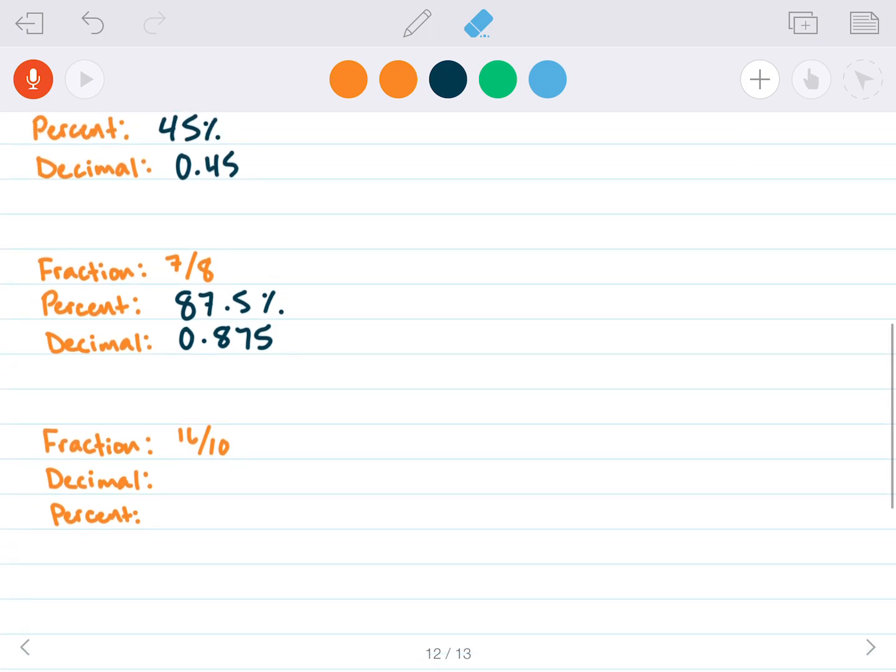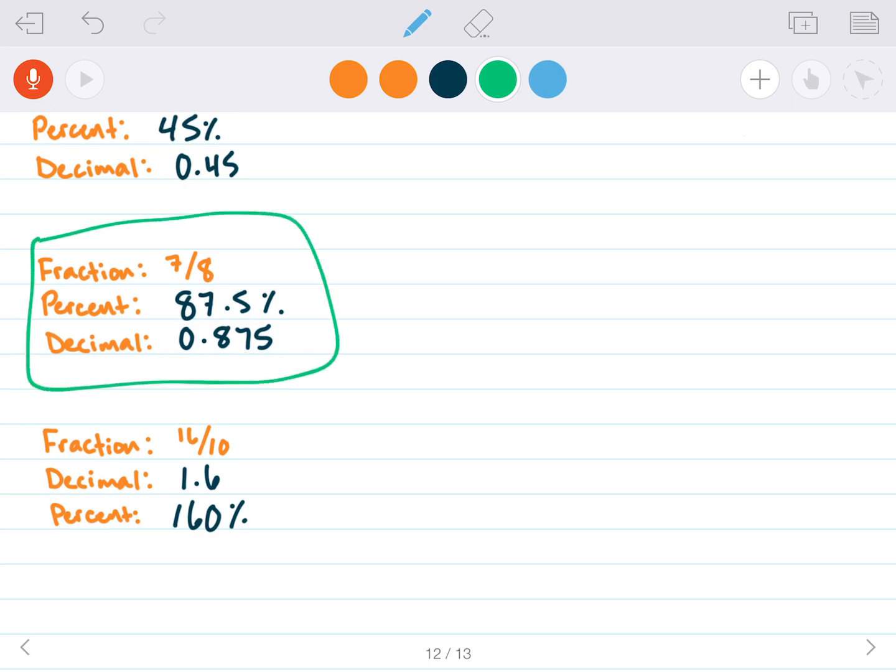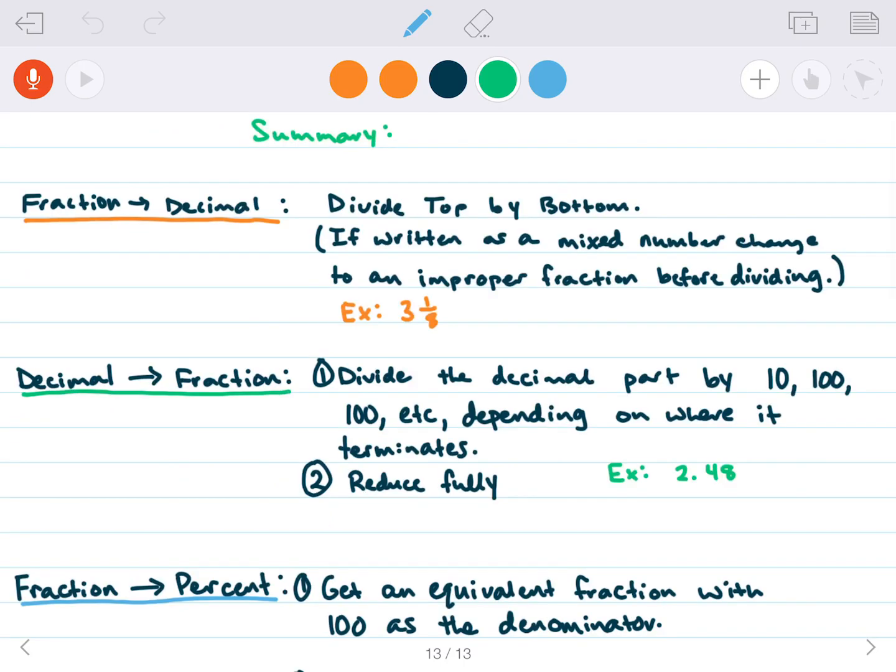Okay, 16 out of 10. So as a decimal, if I do 16 divided by 10 in the calculator, that's 1.6. As a percent, I can take 1.6 times 100, and that's going to give me 160%. So that's my percent. All right, keep in mind that all of these groups here are all the same number. They're just written in different forms, okay? So let's do a little summary.